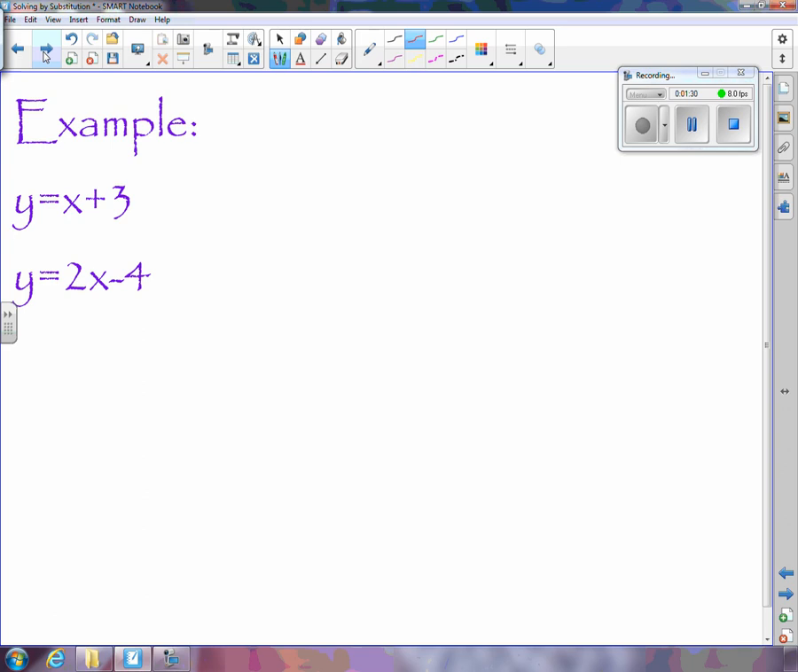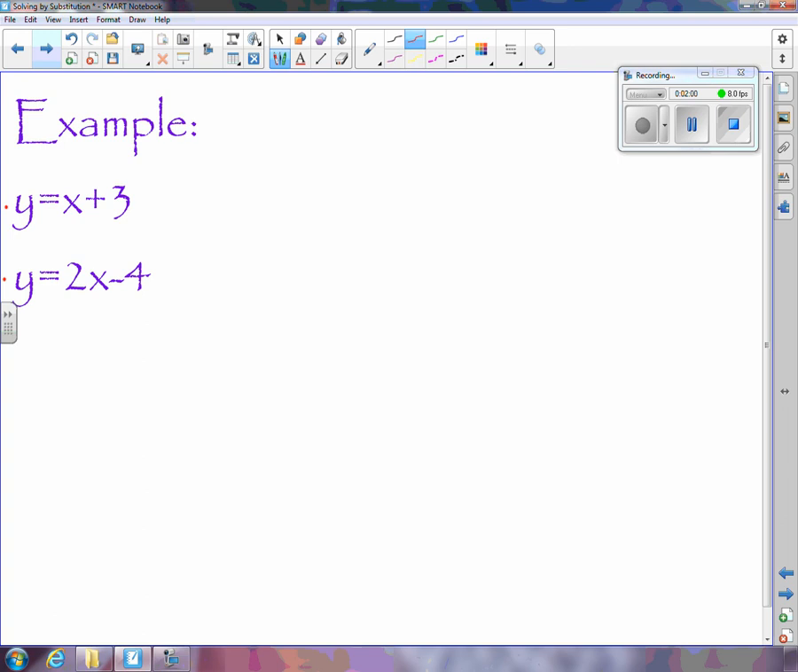In this example, we have y equals x plus 3 and y equals 2x minus 4. So here step 1 is already completed. Step 1 is to solve one of the equations for a variable. Get any variable alone. Here we actually have two variables alone. In the top equation we have y alone, and we also have y alone in the bottom equation.